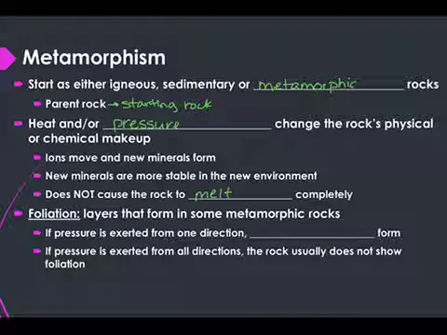So we have a couple phenomenons that happen. One is called foliation, and this is when layers form in some metamorphic rocks. If the pressure is exerted from one direction, we will see foliation. If the pressure is exerted from all directions, usually you will not see foliation.